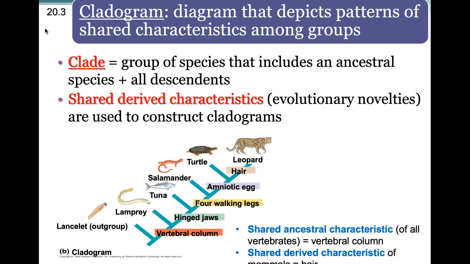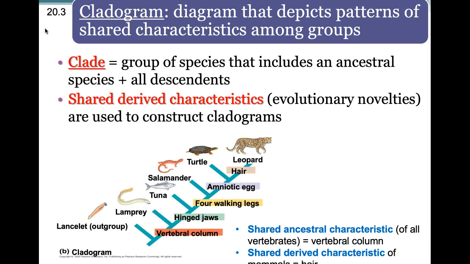Starting at the bottom, the very first characteristic is called ancestral, because other than the outgroup, they all have a vertebrae. So that's the first shared ancestral characteristic. And then we go to hinged jaws, then walking legs, and everything above the different colors here has the characteristic mentioned or shown. So vertebrae: lamprey has a vertebrae, tuna, salamander, turtle, and then leopard. Everything above that, again, they all have.